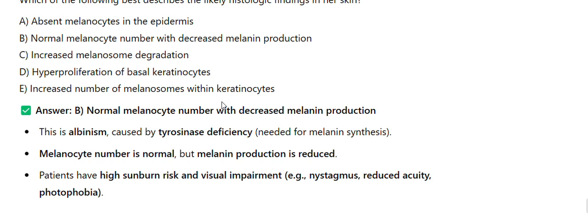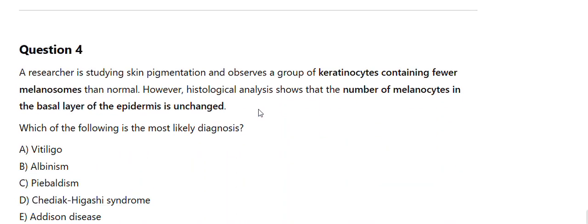Question 4. A researcher is studying skin pigmentation and observes a group of keratinocytes containing fewer melanosomes than normal. However, histological analysis shows that the number of melanocytes in the basal layer of the epidermis is unchanged. Which of the following is the most likely diagnosis?